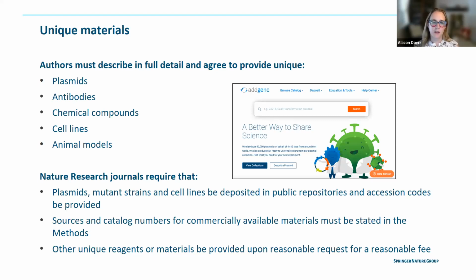Oftentimes authors are using commercially available materials, so then they must provide the sources and the catalog numbers in the methods section. And if there's no repository and a unique material is not commercially available, then they must agree to provide it to an interested reader upon reasonable request for a reasonable fee.